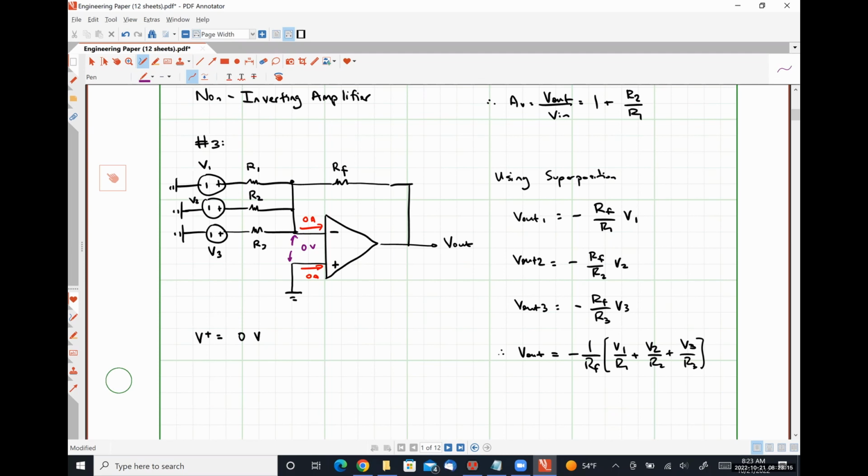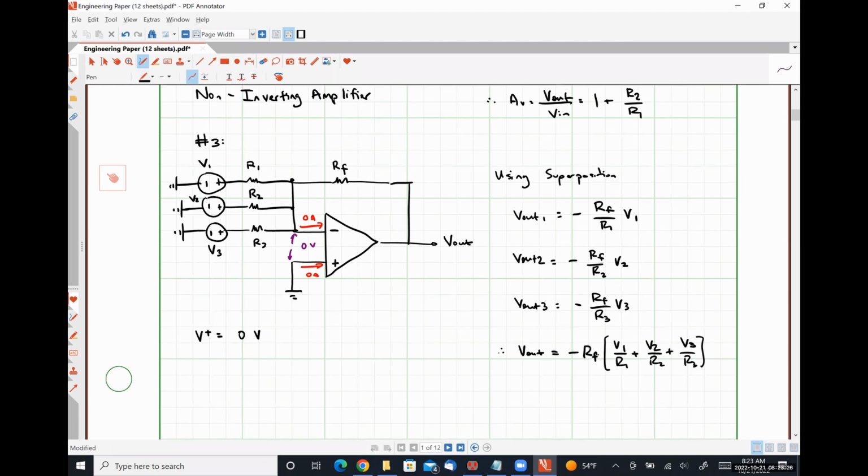Moving on to step 2. It isn't, it should be RF over. Sorry, I messed up my fraction there. Thank you.